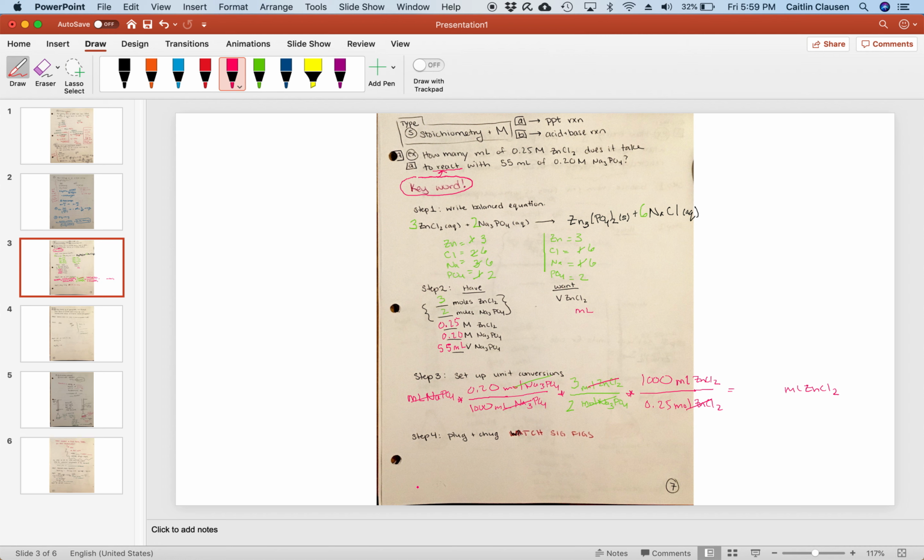And if you put that into your calculator and you follow sig figs, you should get a number that only has 2 significant figures. Remember, the stoichiometric coefficients don't count as sig figs. Should be left with 66 milliliters of zinc chloride required to react with sodium phosphate.